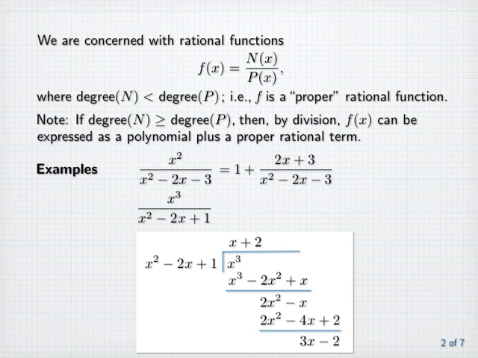So this rational function is equal to the quotient x plus 2 plus the remainder 3x minus 2 over the divisor x squared minus 2x plus 1. So again, that's a polynomial plus a proper rational term. The fact that this is always possible is why we're concentrating solely on proper rational functions.